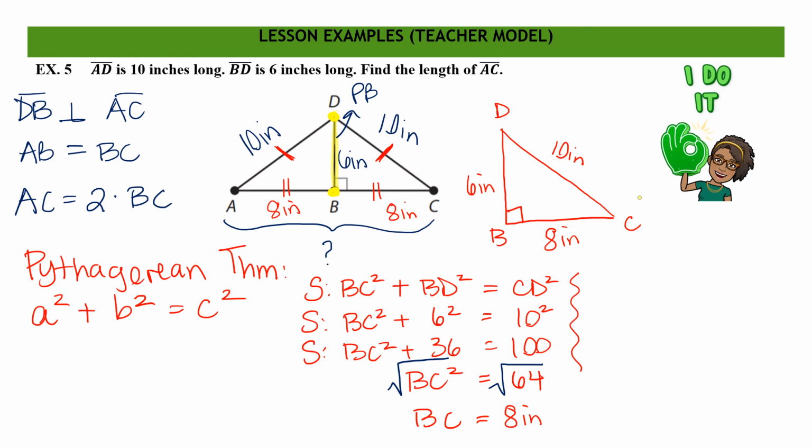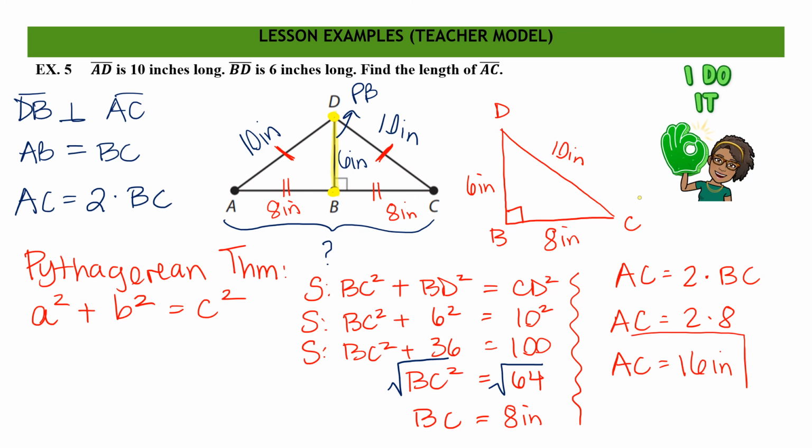So we can come back to what we originally had where we said AC equals twice that of BC and just plug that right in. AC equals 2 times 8, so I know AC is going to be equal to 16 inches. So in fact, there's our answer, ladies and gentlemen. AC is 16 inches long.